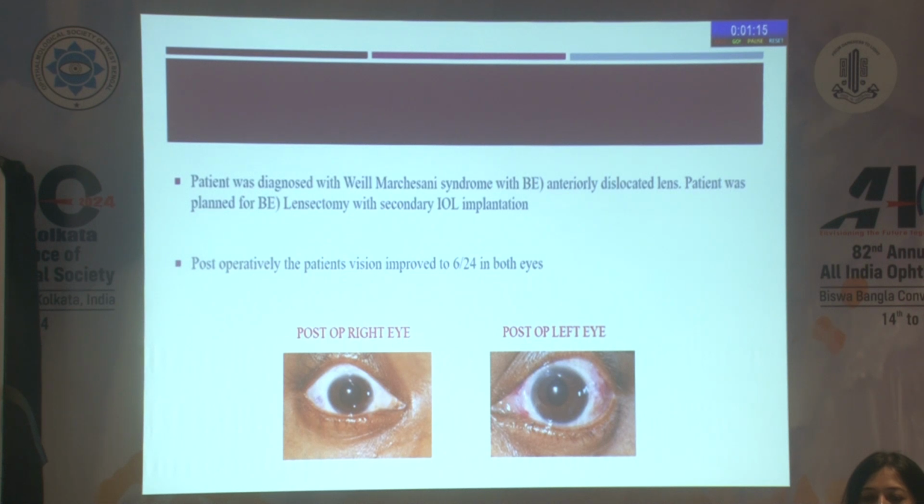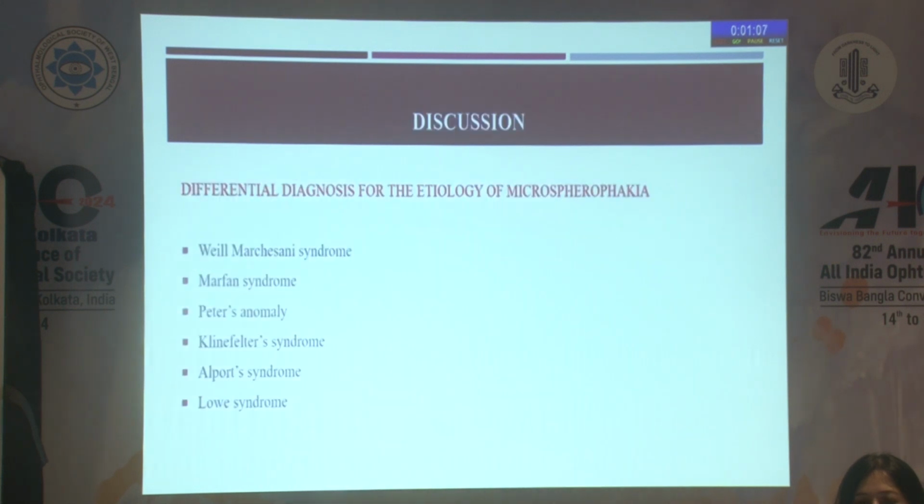The patient was diagnosed with Weil-Marchesani syndrome with both eyes anteriorly dislocated lens. Patient was planned for both eye lensectomy with secondary IOL implantation. Post-operatively, the patient's vision improved to 6/24 in both eyes.